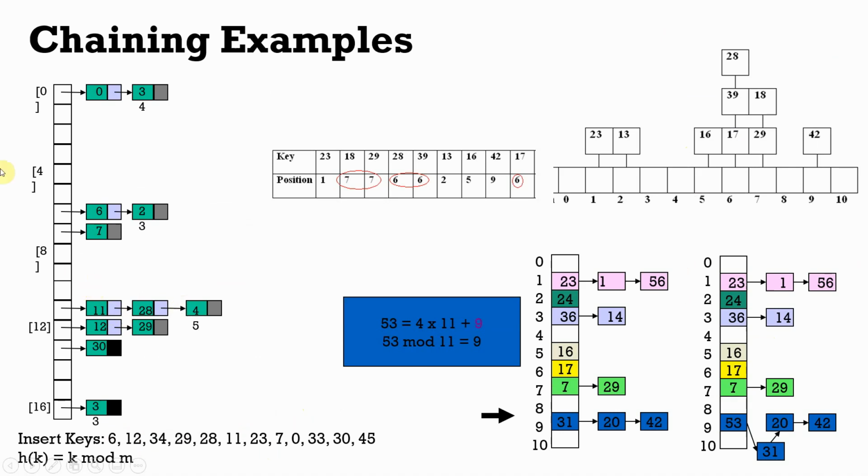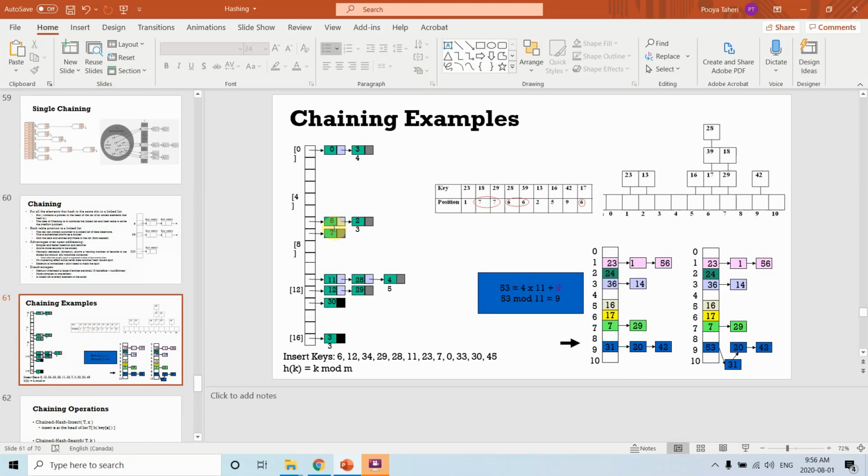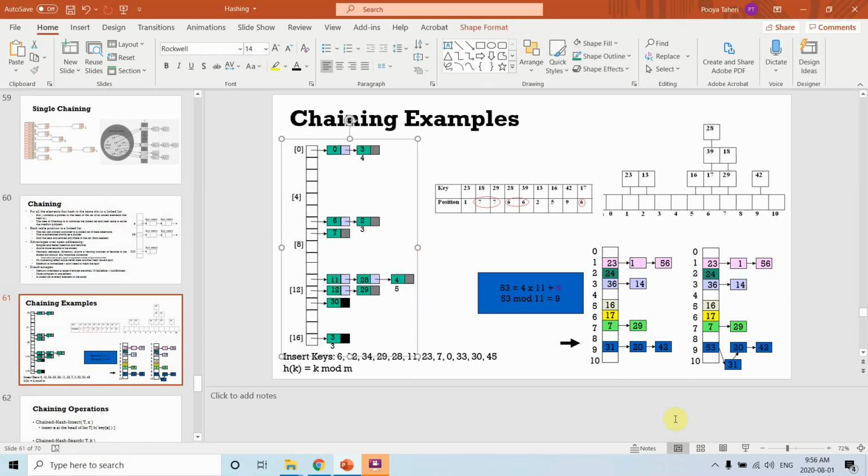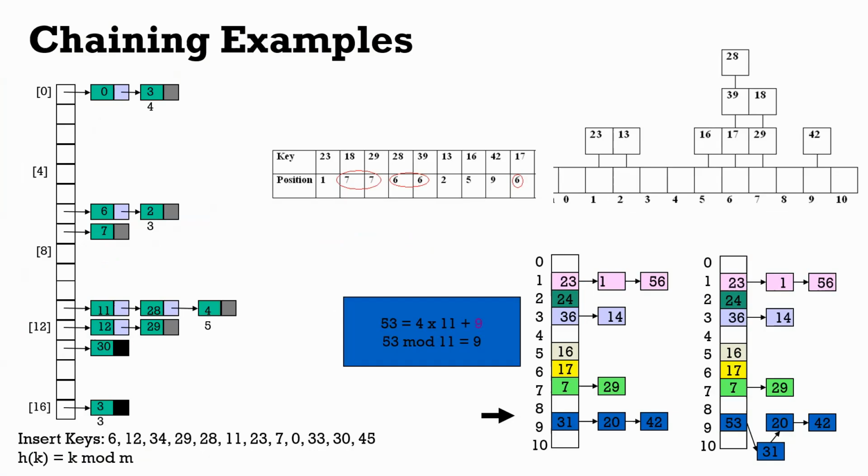Here you see some examples of chaining, showing how insertion of these items into the hash table is done. For three different examples, this is one example, this is another, and this is another. You see how the insertion is done at the front of the linked list.